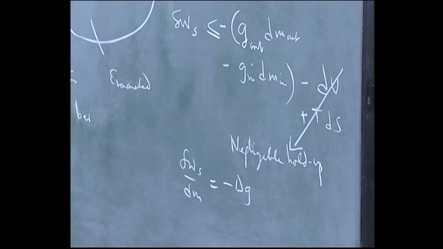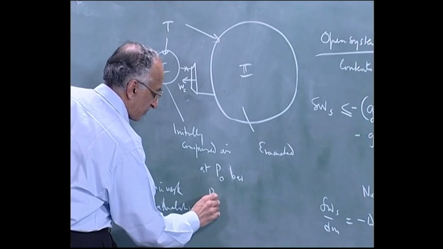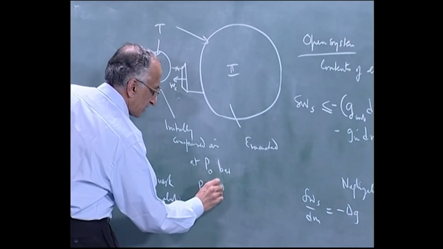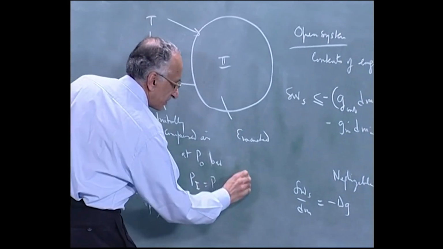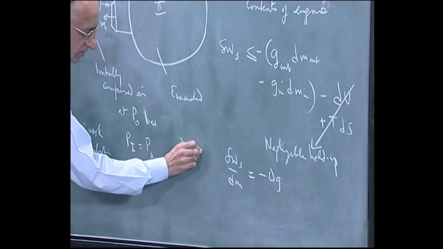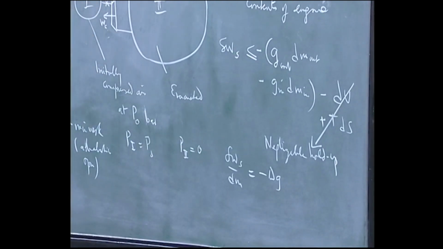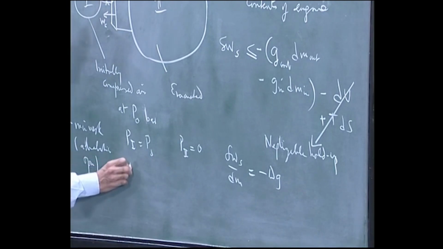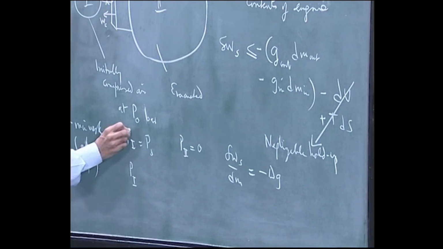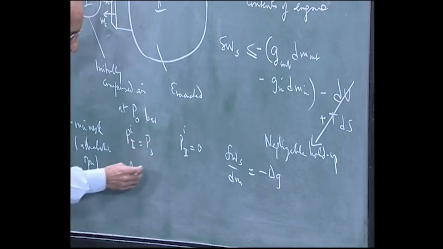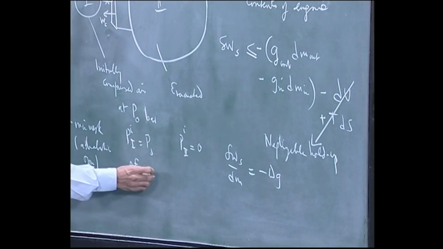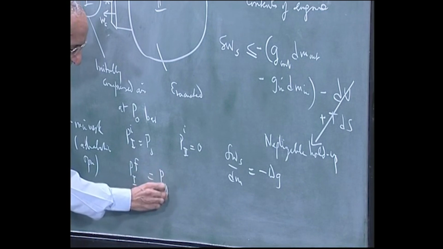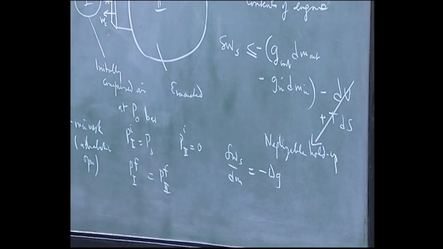If you are trying to calculate the maximum amount of work, you are talking about P1 equal to P0 initially, P2 equal to 0 or near 0. P1 final, this is initial, final should be equal to P2 final. Till the pressures are different, there will be work that you can extract.